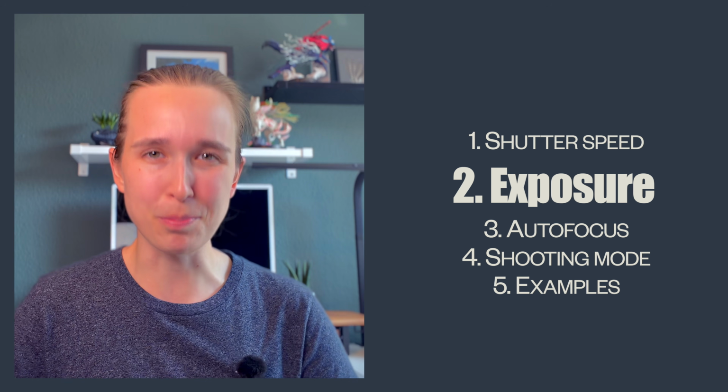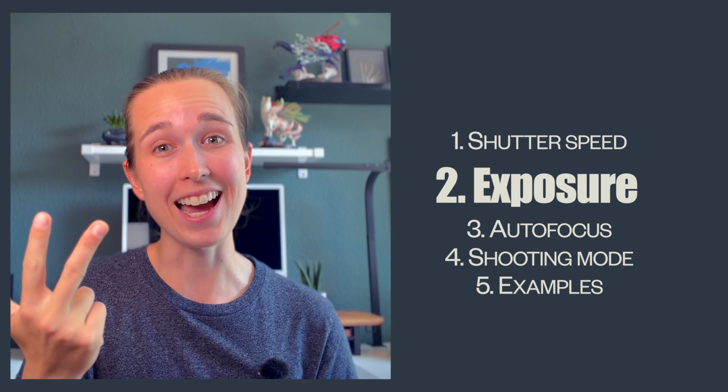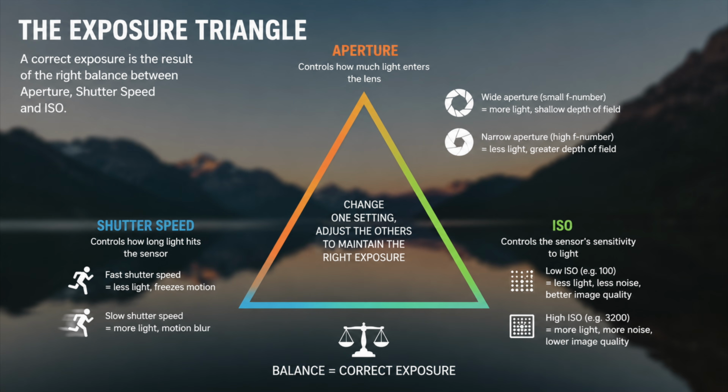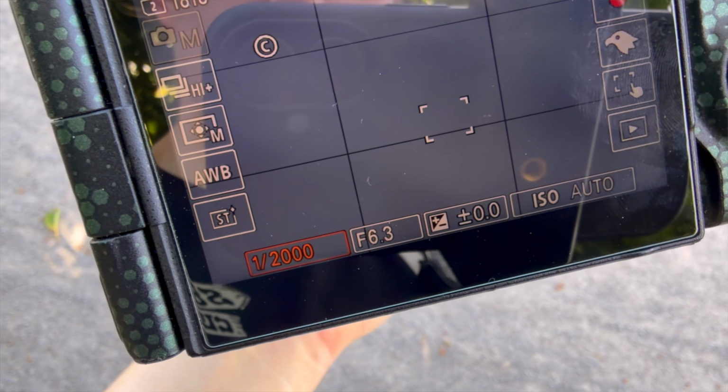Now you've chosen the correct shutter speed, but the exposure doesn't seem right anymore. Your photo is too bright or too dark. What do? That's where the exposure triangle comes in. Shutter speed, aperture, and ISO. All of these settings are connected. So if you change one of them, at least one of the others has to change as well to maintain the correct exposure. Let's say you've increased your shutter speed to capture a bird in flight.